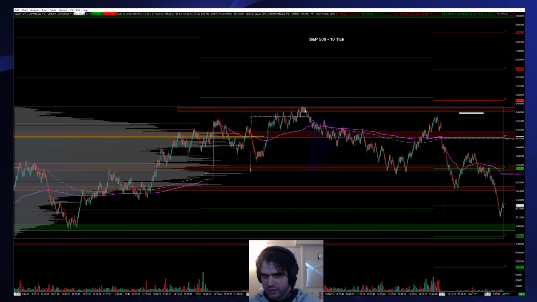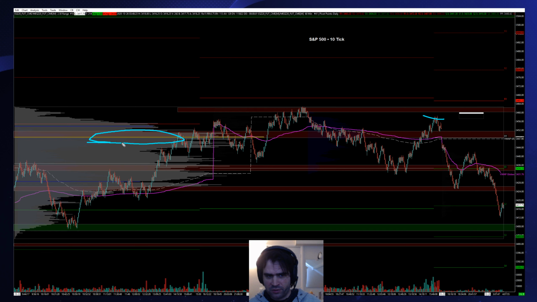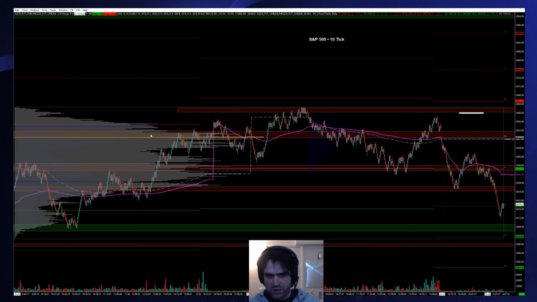And let's see this top. I think I still prefer this top over this one over here. This is also the point of control on the volume profile. So we're exactly in that. It's also the pivot point. So maybe this is a little bit lower from this one.